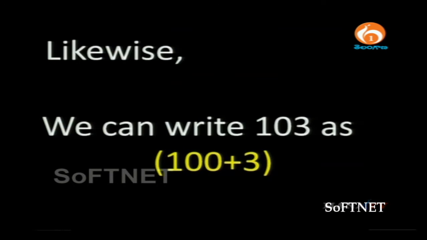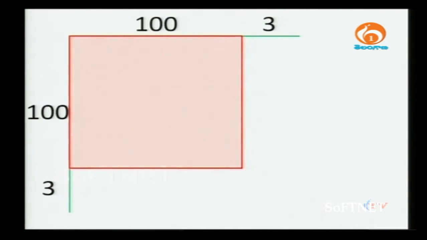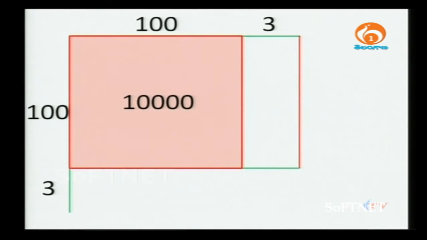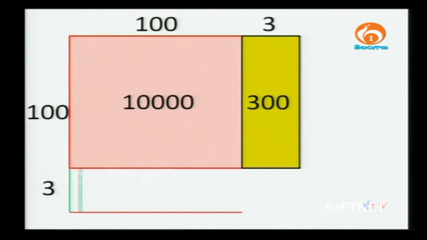Likewise, we can write 103 as 100 plus 3. Just observe. Here, it is a line segment of length 100 units and the green line segment is of length 3 units. So, now we observe that a red color square is formed and here its area is 100 into 100, that is 10,000 square units. Likewise, another rectangle is formed here, observe, of length 100 units and breadth 3 units, so it is 300 square units.